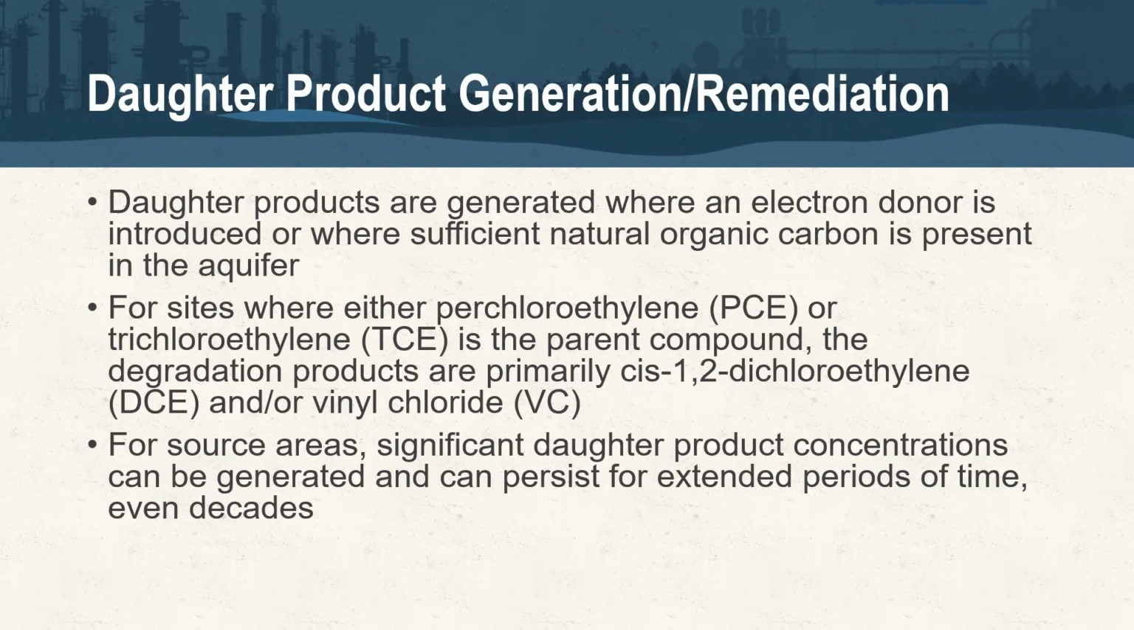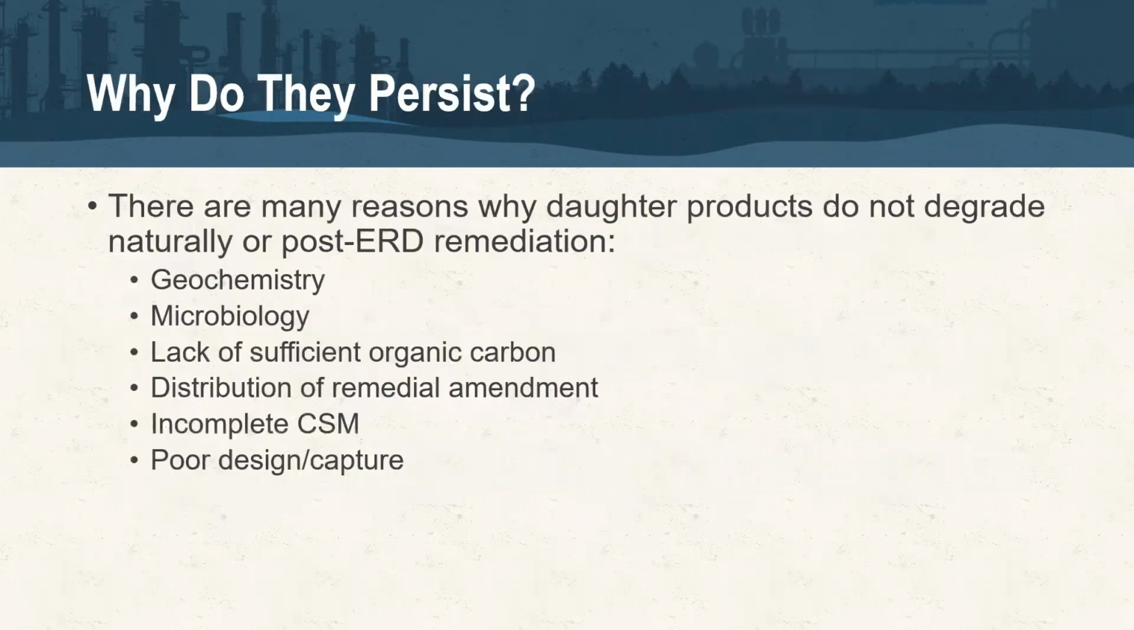And so that's obviously something that we're trying to avoid, and we'll focus on that for the rest of the presentation. What can we do to try and minimize that vinyl chloride generation, and what can we do as sort of a fail-safe on the downgradient edge to ensure that we don't have these DCE and vinyl chloride that don't sorb to the soil as well as, say, TCE or PCE? How do we stop them from leaving the site or impacting a sensitive receptor?